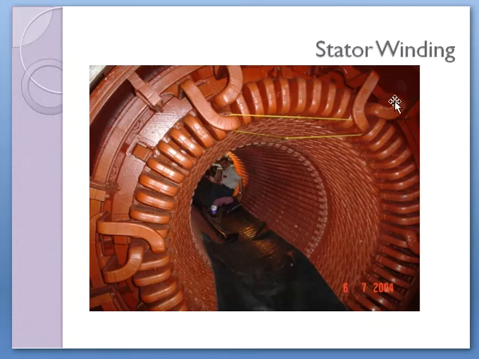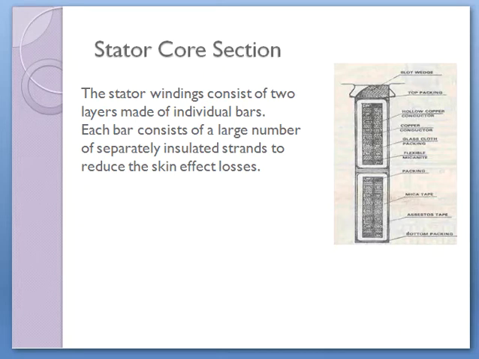Here we can see that this is the stator, and these are all the windings which are already inserted in the stator slots. When these windings are brought to the external, you can see that they are being transposed in order to minimize the losses. The stator windings consist of two layers. These are the stator slots which have two layers made of individual bars. Each bar consists of a large number of separately insulated strands to reduce the skin effect losses.